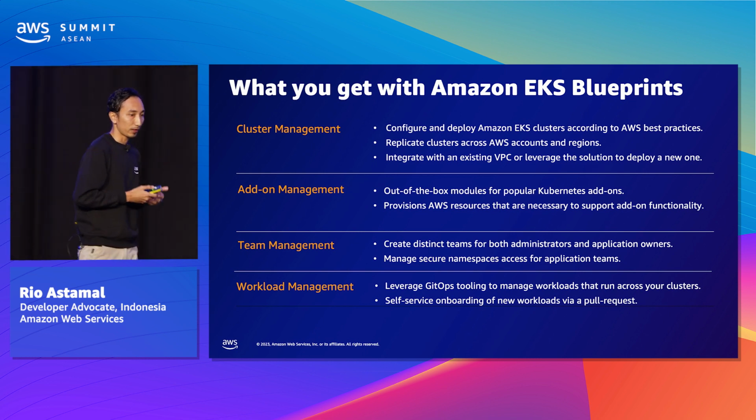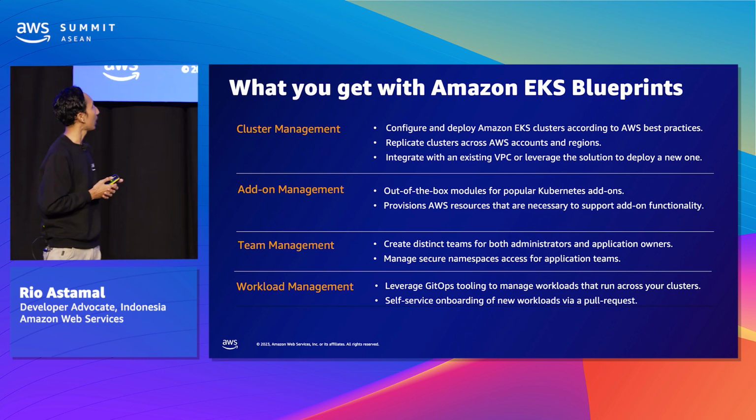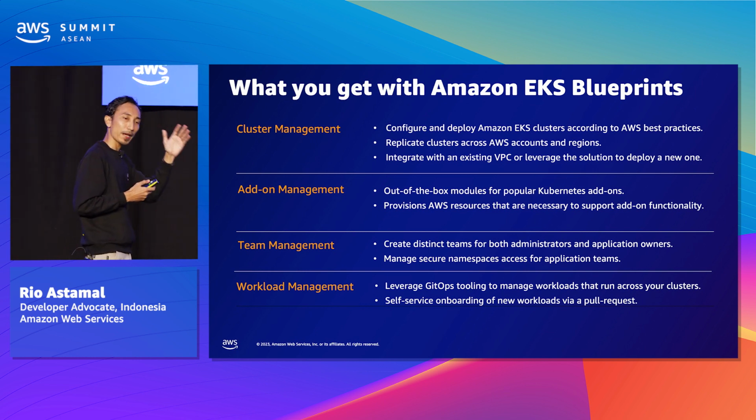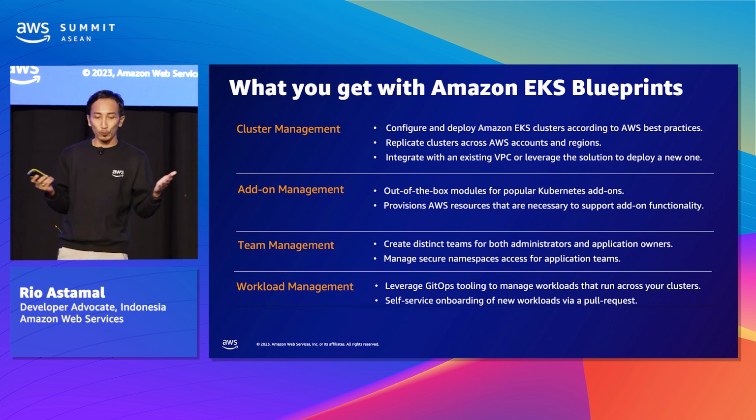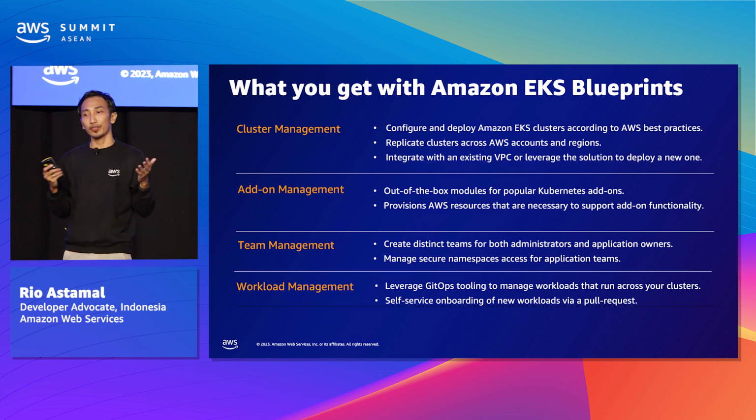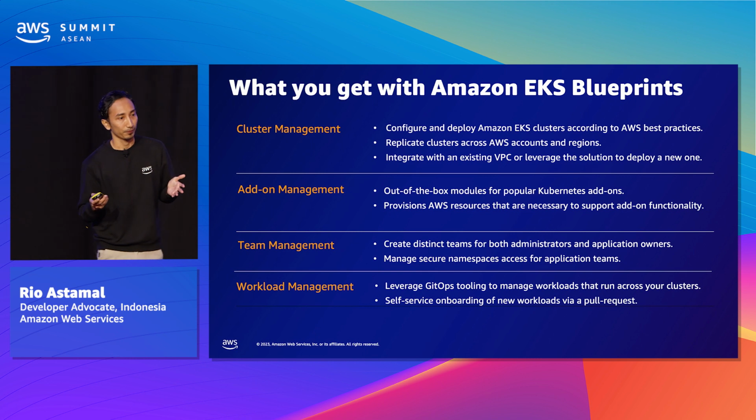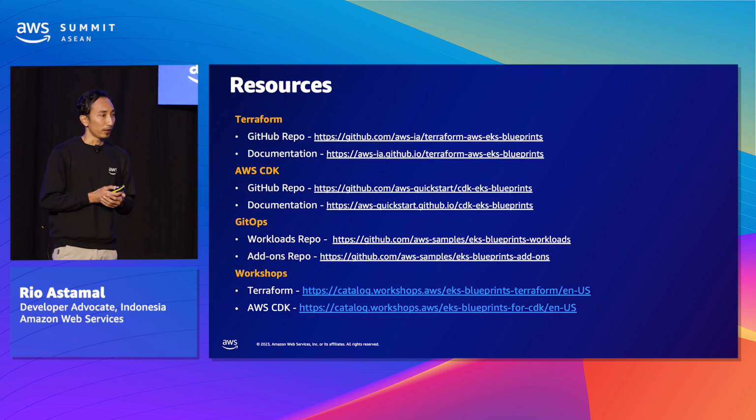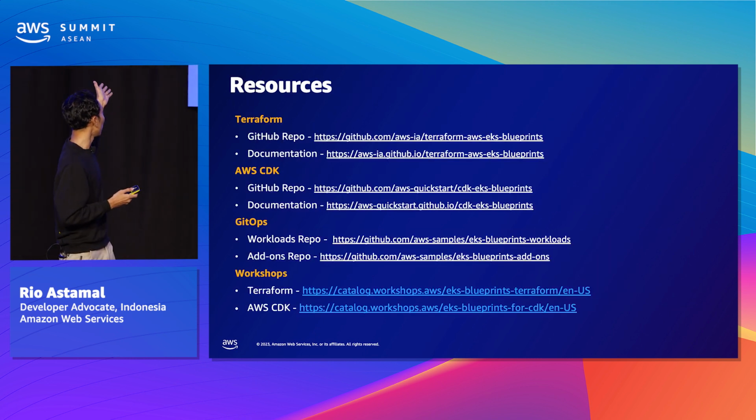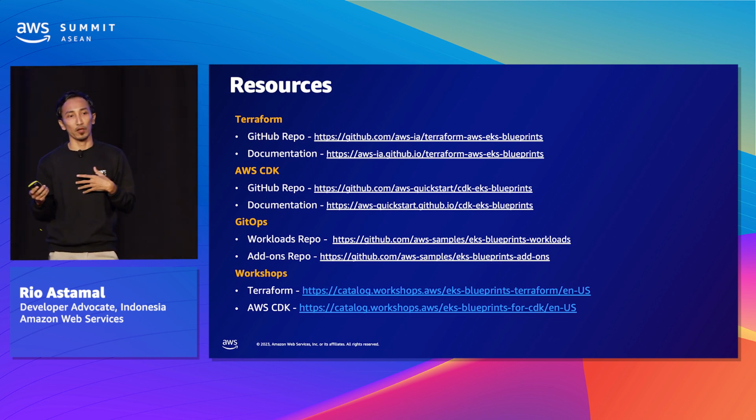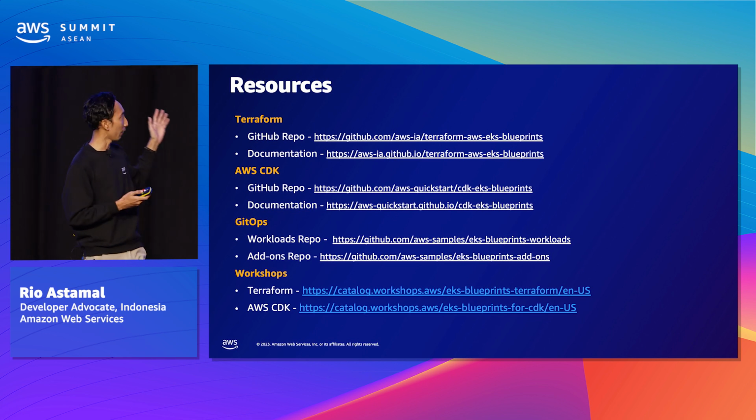So to summarize, things you get with Amazon EKS Blueprint is you can do cluster, add-on, and workload management with easy. By leveraging GitOps, you will simplify the things. And I suggest you to take the workshop so you can do the same hands-on experience like what I've shown you in the demo.